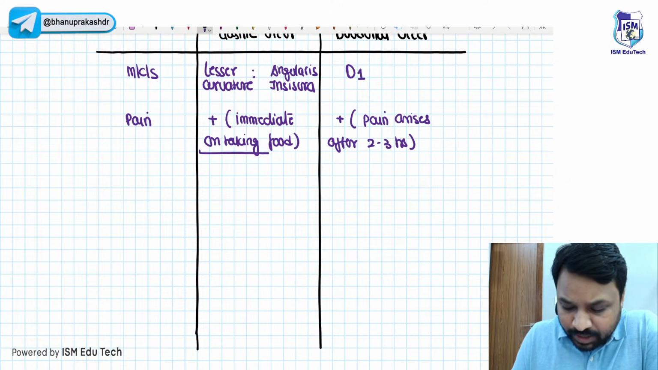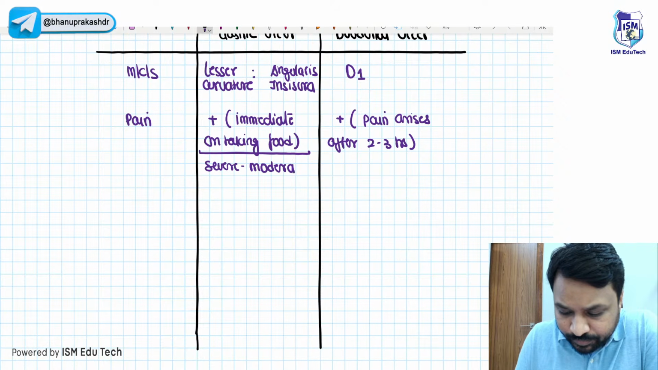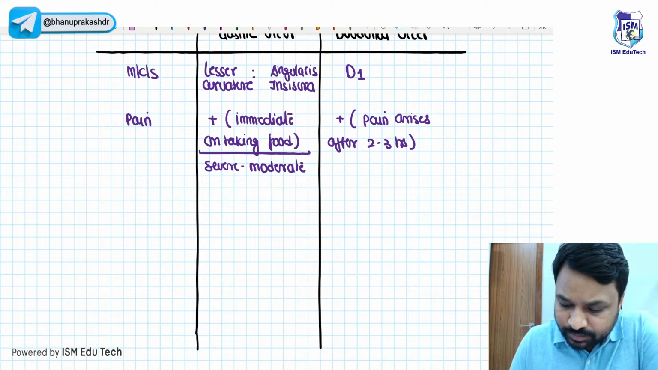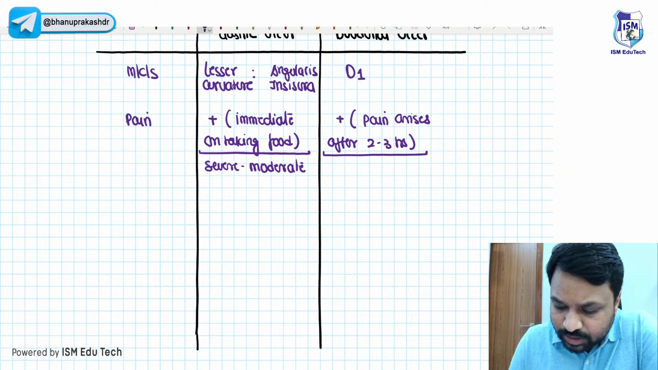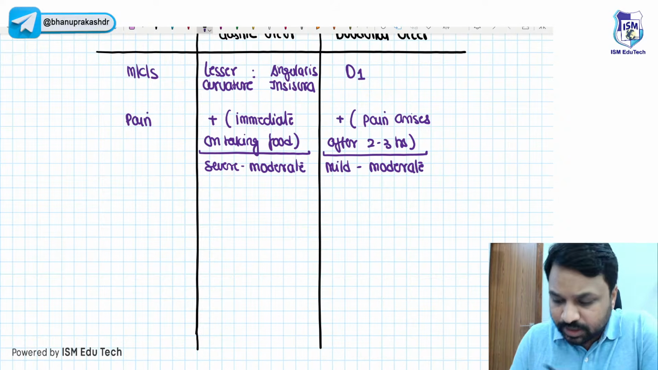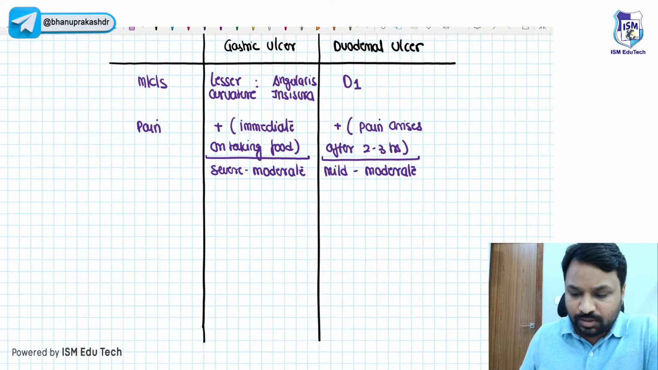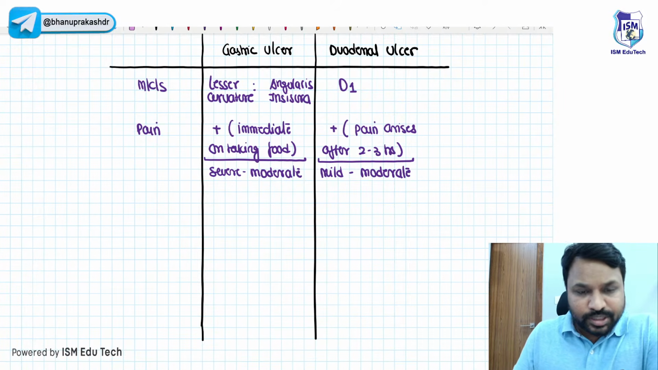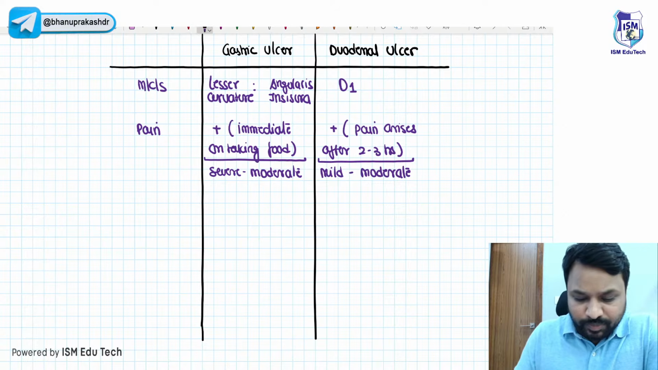In fact, the pain in gastric ulcer is severe to moderate in intensity. In duodenal ulcers, it is mild to moderate in intensity, right? So this is with respect to the component of pain as well as the presentation.